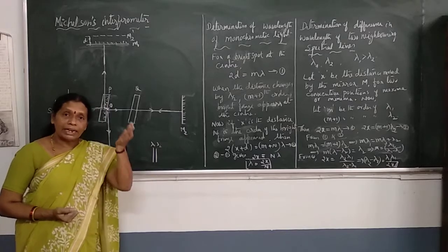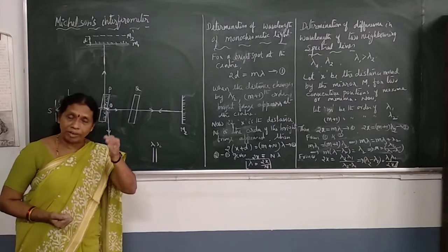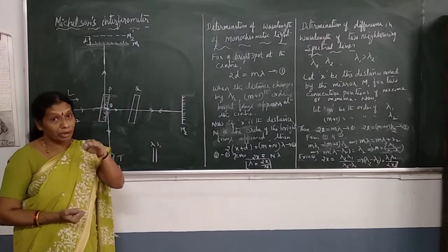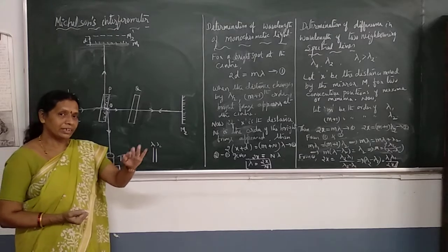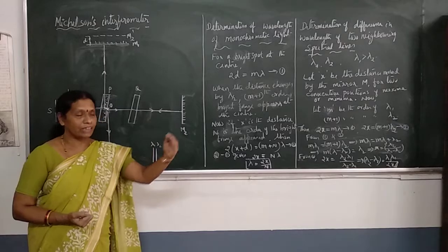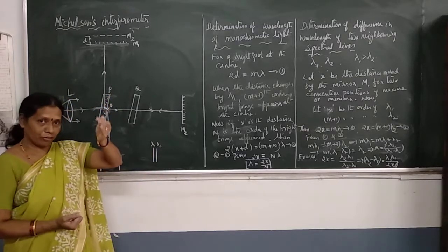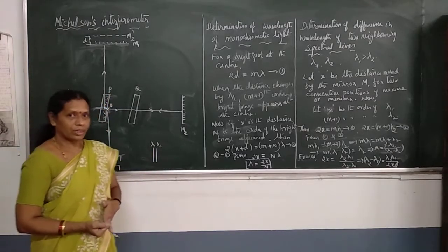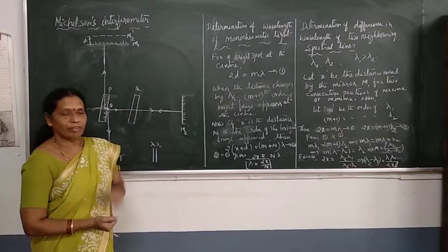Indistinctness means bright fringes due to lambda 1 overlap with dark fringes due to lambda 2. Their complete indistinctness means fringes are not seen. This happens repeatedly as we move the mirror m1 away from m2 dash. So using this, we can find out the difference.